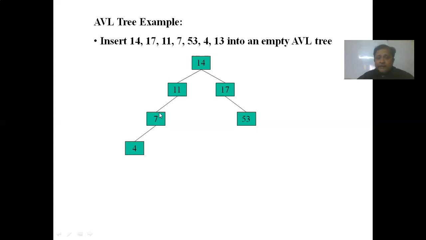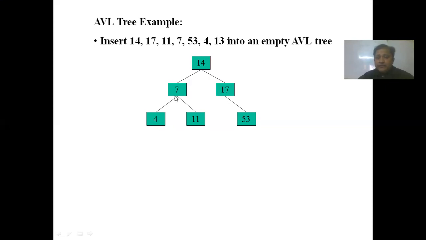As we saw in the last videos posted on this particular topic, this is a left-left imbalance. For left-left imbalance, we have seen previously there is a right rotation, or clockwise rotation. So we have to rotate 11 clockwise to become the right child of 7. Now see, 11 has become the right child of 7 and 4 stays as the left child of 7. So now all the nodes you can see are balanced.